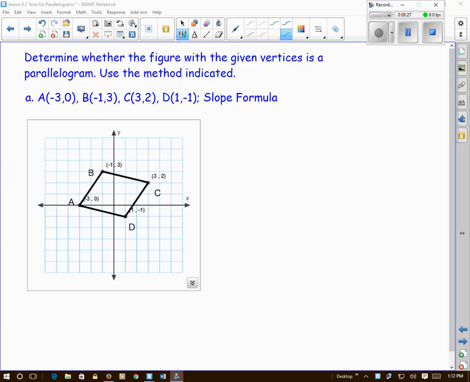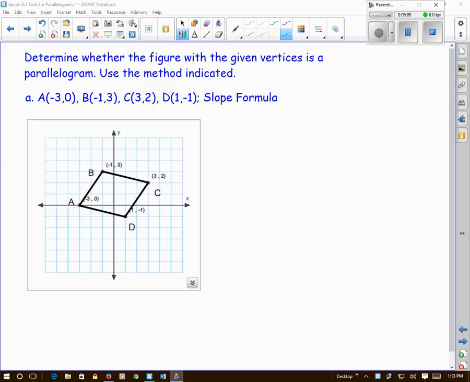Okay, a little bit of coordinate geometry here as we look at determining if this figure is a parallelogram. And there are several ways you can do this. They're telling us here to do it by the slope formula. This could also be done using the distance formula to show that opposite sides are congruent, or using the midpoint formula to show that the diagonals bisect each other. But using the slope formula, we're just going to basically use the definition and find the slope of each side of the parallelogram.